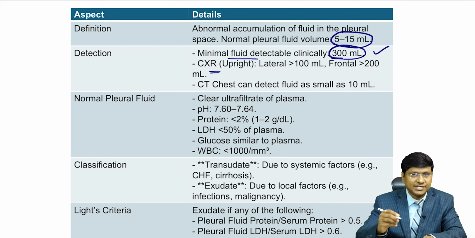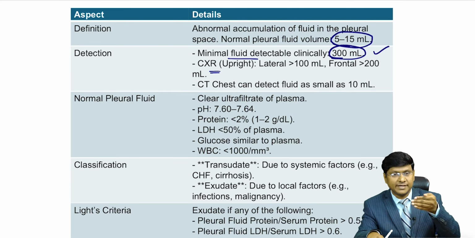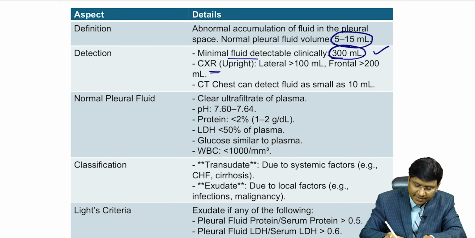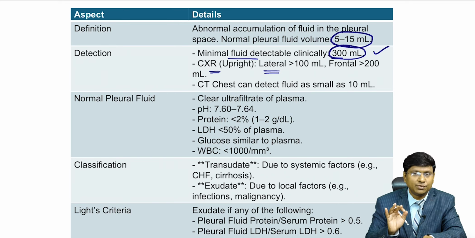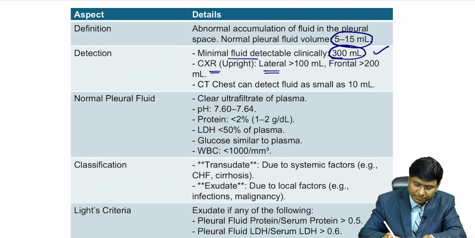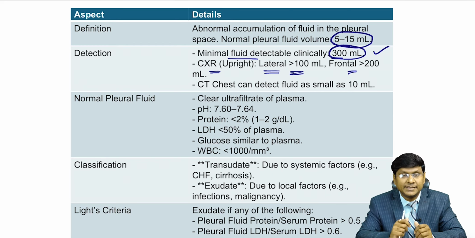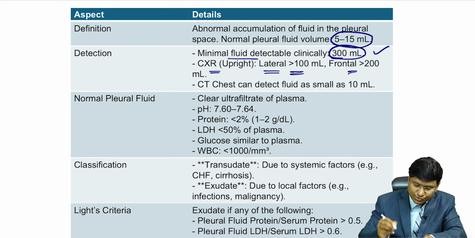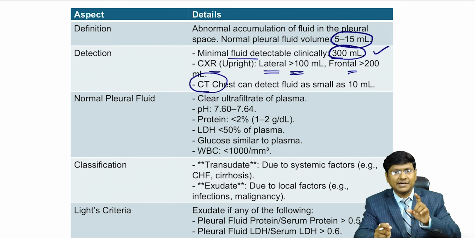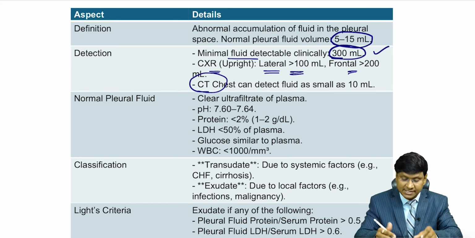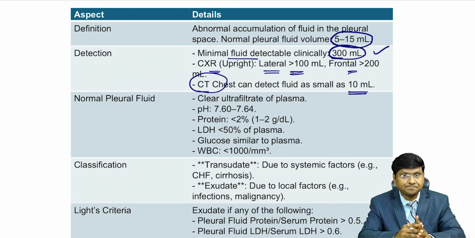Now, on the chest x-ray, if you want to make out the pleural effusion, in the lateral view, the quantity of the fluid should be more than 100 ml. Whereas on the frontal view, the quantity of the fluid should be more than 200 ml. Whereas a CT scan can detect as small as 10 ml of fluid as well. That is about the CT scan of the chest, right?